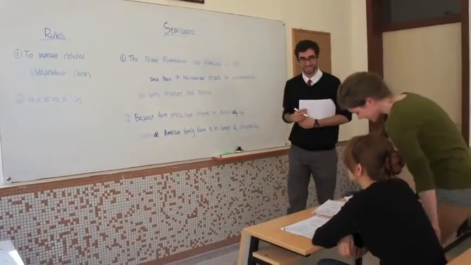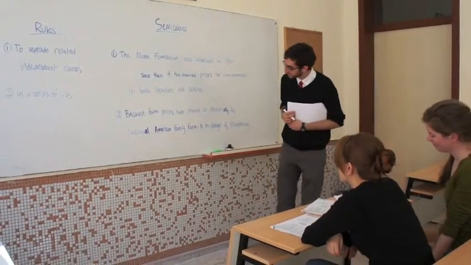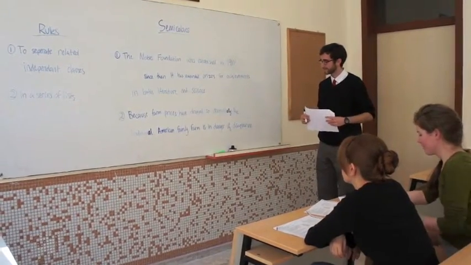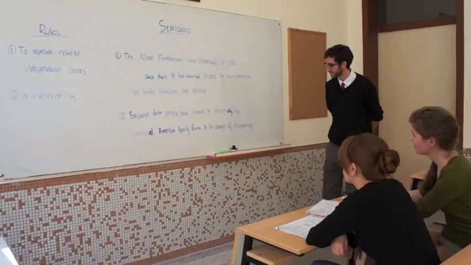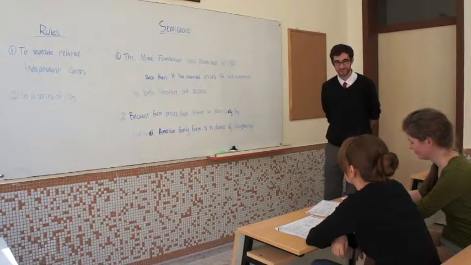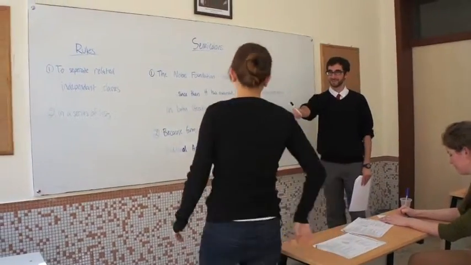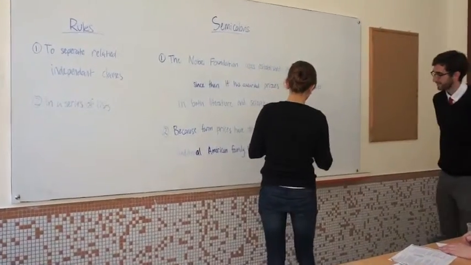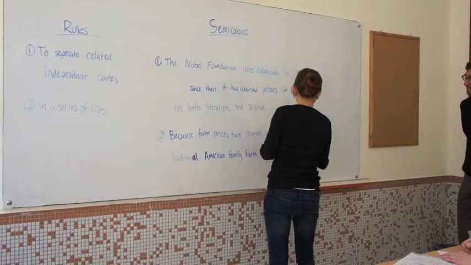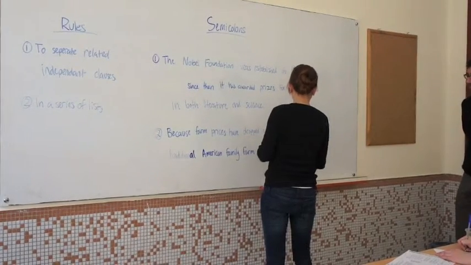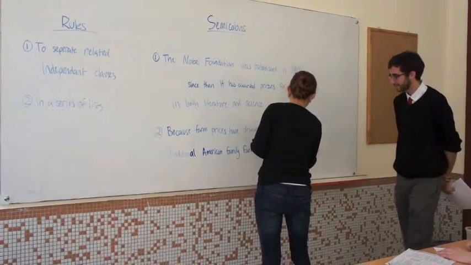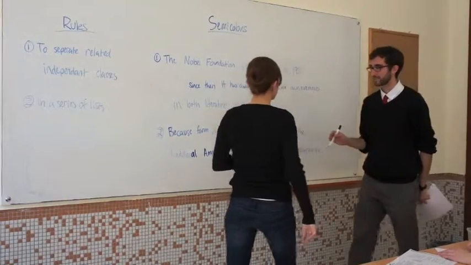Mariam, can you please read the second example? Because farm prices have dropped so dramatically; the traditional American family farm is in danger of disappearing. All right, can you come up to the front and correct this for us? I think it has to be not the semicolon. It has to be only a comma here. Perfect. Exactly.